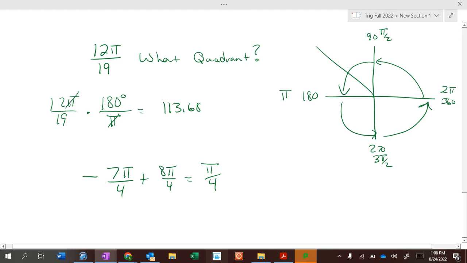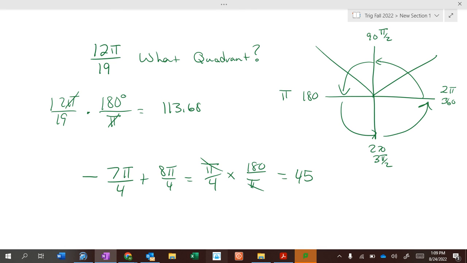If I look at pi over 4, I know that's a fourth of pi. What quadrant would a fourth of pi be in? 1. Because it's bigger than 0 and smaller than 1/2. Okay? If you don't know how to do that, just multiply by 180 over pi. Pi's cancel. 180 divided by 4 is 45. Quadrant 1. Okay? How you do it? Okay.